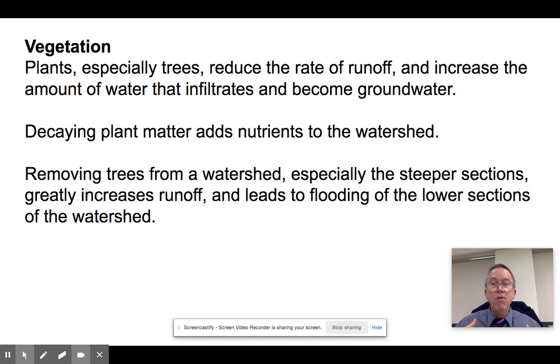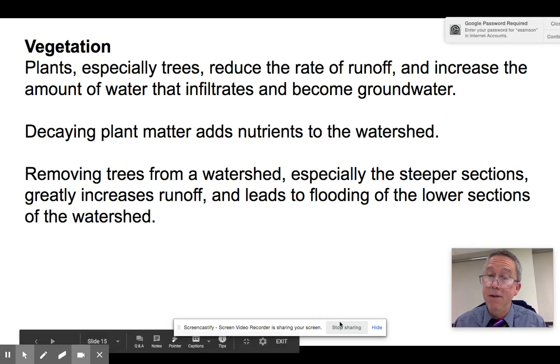And what we find is if we remove trees from a watershed, especially on the upper parts of it near the headwaters, we tend to cause a lot of problems for the whole watershed because there's going to be increased erosion, which means there's going to be flooding, and that means we're going to be transporting a lot of sediment farther down into the watershed and affecting all the points from the headwaters down through the discharge point.